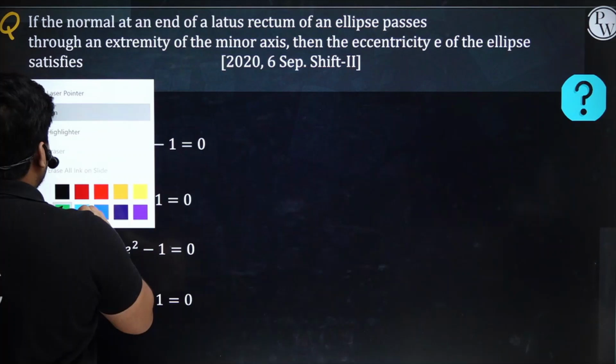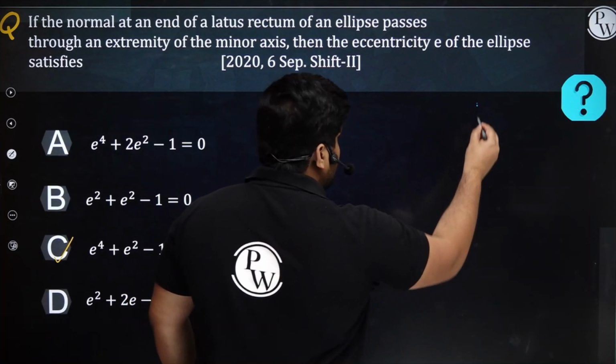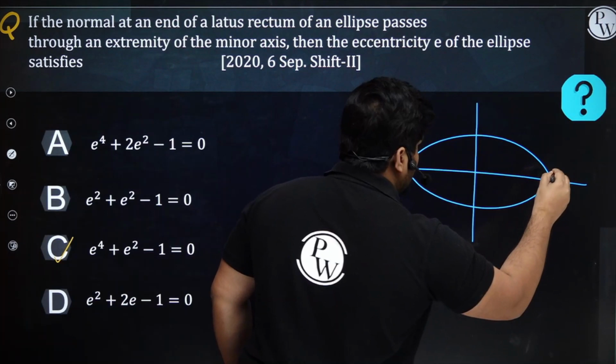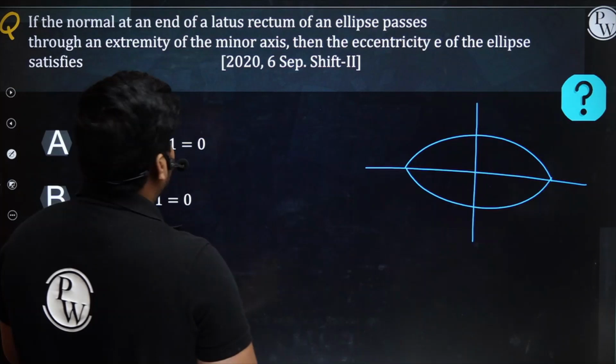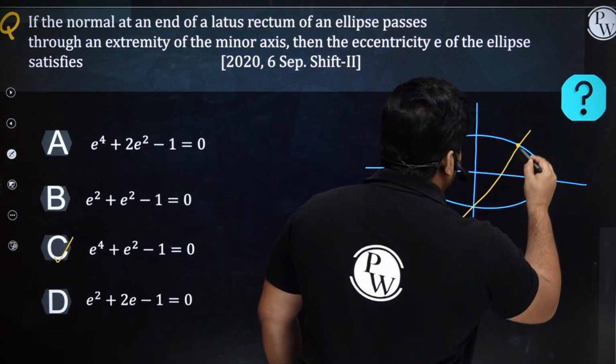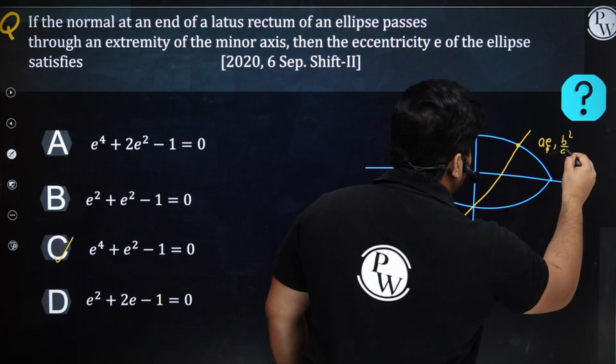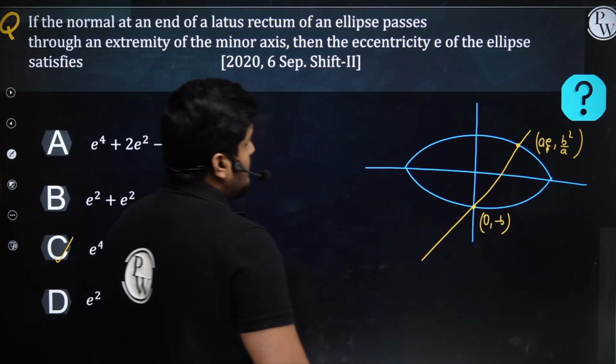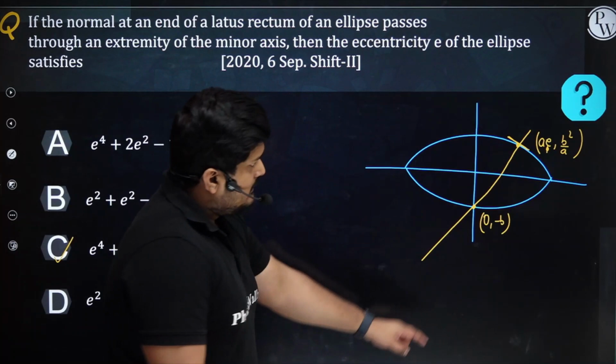The normal at the end of a latus rectum of an ellipse passes through an extremity of the minor axis. Then the eccentricity is equal to what? So this one end will be (ae, b²/a), and it is passing through, let's say, (0, -b). The normal at one end of a latus rectum, so the end of the latus rectum will be (ae, b²/a). It is passing through (0, -b).